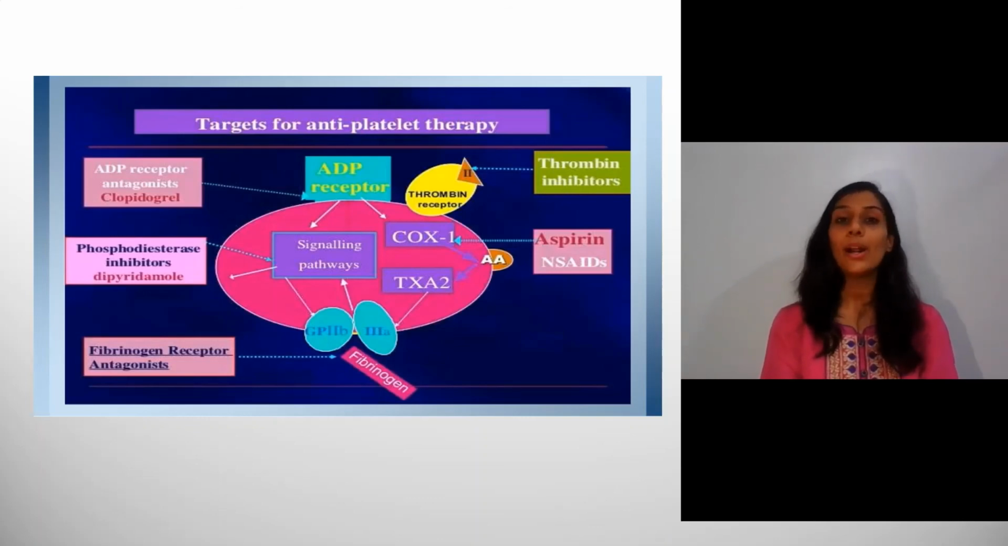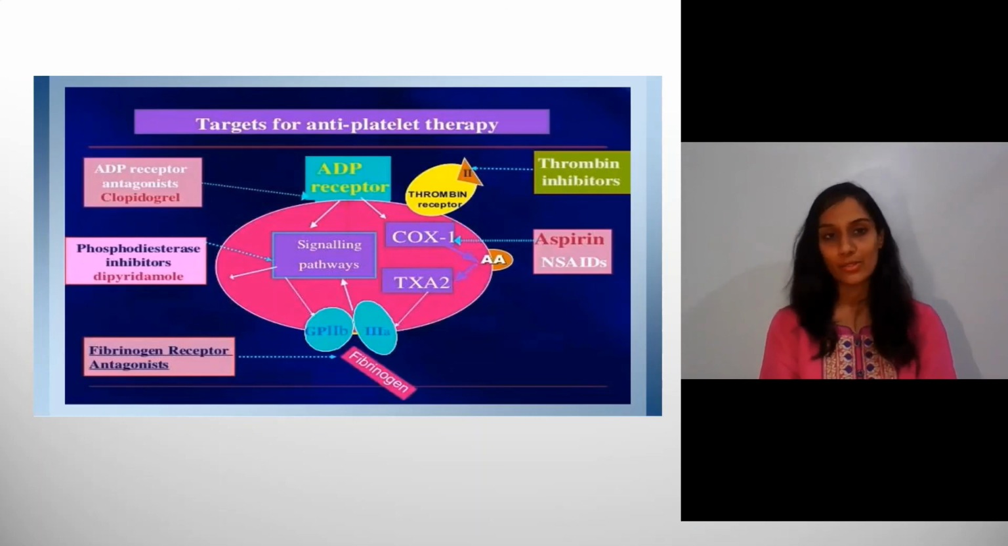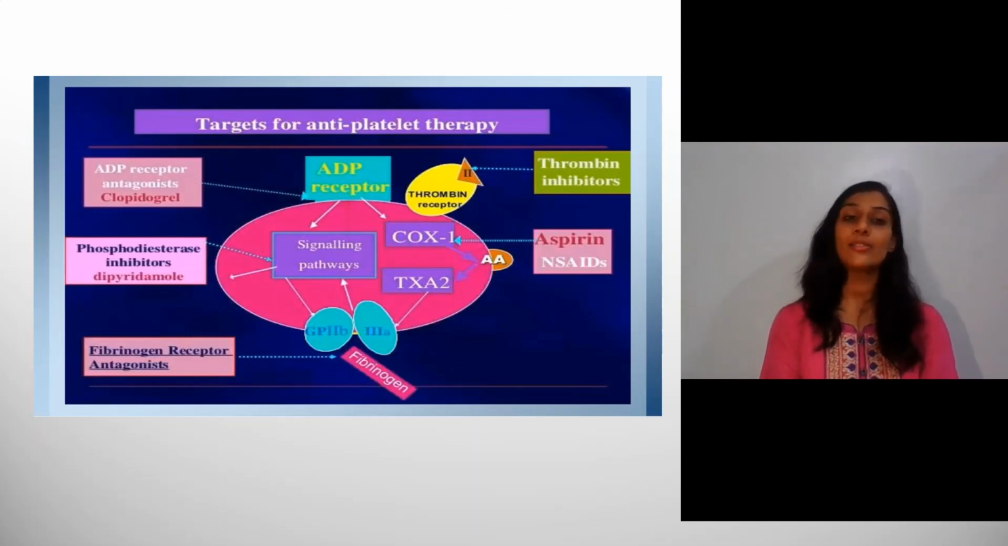The next is the targets of antiplatelet therapy, right? As I've told you, apart from all these agents, antiplatelet therapy is also used. Why? Because sometimes there is clot formation, for example, in unstable angina. So in antiplatelet therapy, aspirin is used, then thrombin inhibitors, then ADP receptor antagonist, that is clopidogrel, phosphodiesterase inhibitors, that is dipyridamole, and fibrinogen receptor antagonists are used.